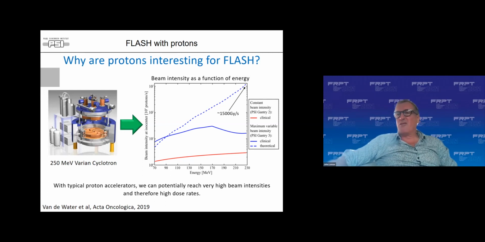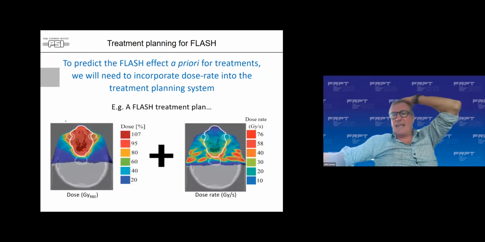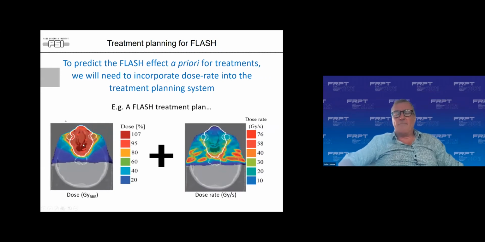So here in this talk, I'll move away from, let's say, the mechanistic part and go more to how we could eventually incorporate this into the treatment planning process. So if we want to predict a Flash effect in a patient a priori, as we also want to do in treatment planning, where we're planning dose distributions, we really want to be able to calculate and display spatially varying dose rates as well.